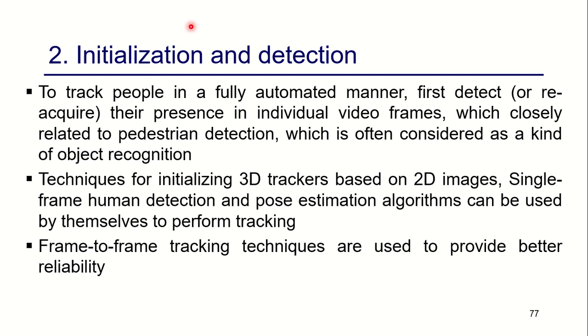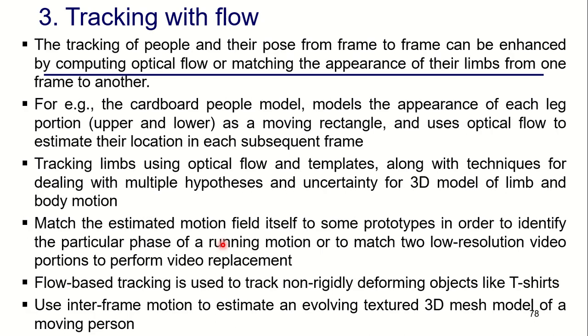The next step is initialization and detection. To track people in a fully automated manner, we first detect their presence in individual video frames, which is closely related to pedestrian detection, often considered a kind of object recognition. There are also techniques for initializing 3D trackers based on 2D images. Single-frame human detection and pose estimation algorithms can be used by themselves to perform tracking, and frame-to-frame tracking techniques are used to provide better reliability.